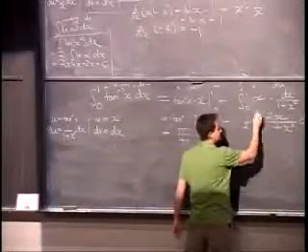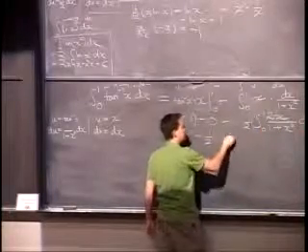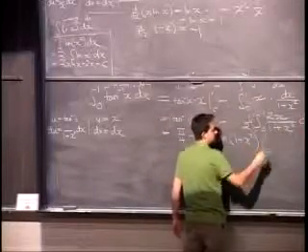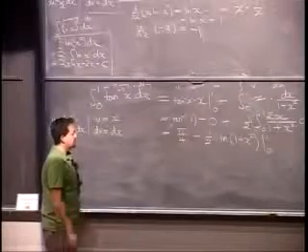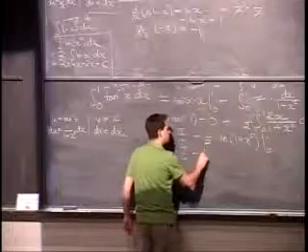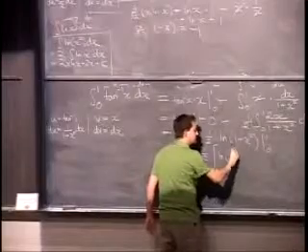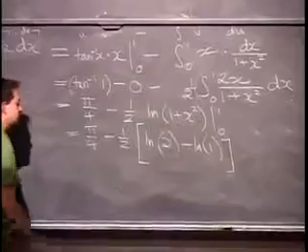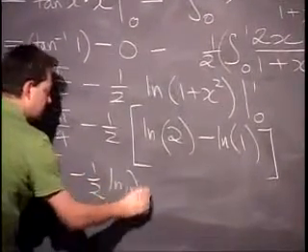How about this? Derivative of the bottom is the top. The answer is just log of the bottom. No absolute values needed in this case because 1 plus x squared is positive. And because it's a definite integral, I'm going to evaluate from 0 to 1. So I get pi over 4 minus 1/2 log of 1 plus 1 squared, which is 2, and 1 plus 0 squared is 1. Log of 1 is 0, so this will just be pi over 4 minus 1/2 log 2.